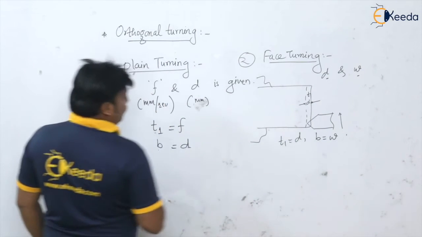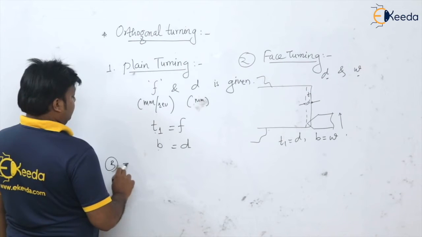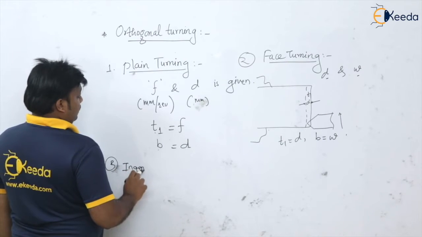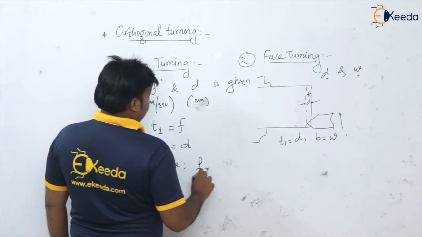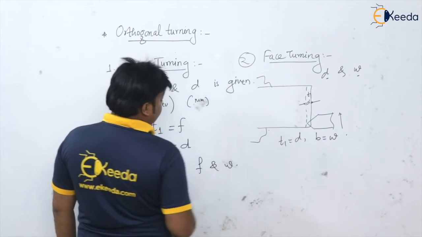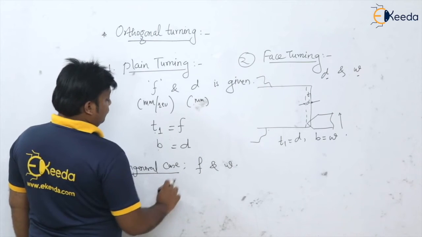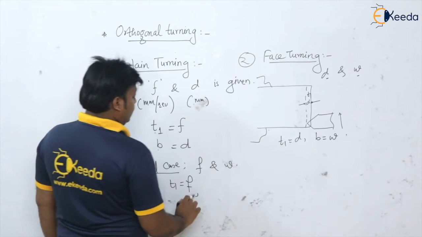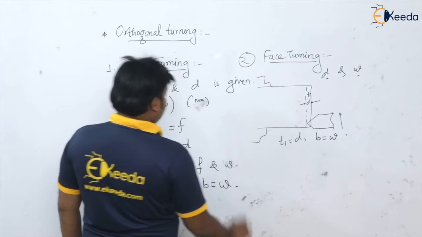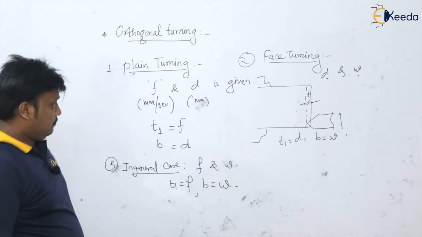And the third case that I am going to take is the general case, that is when feed and width of chip are given. In that case you have to take the uncut chip thickness as the feed in mm per revolution, and width of cut equal to width of chip.